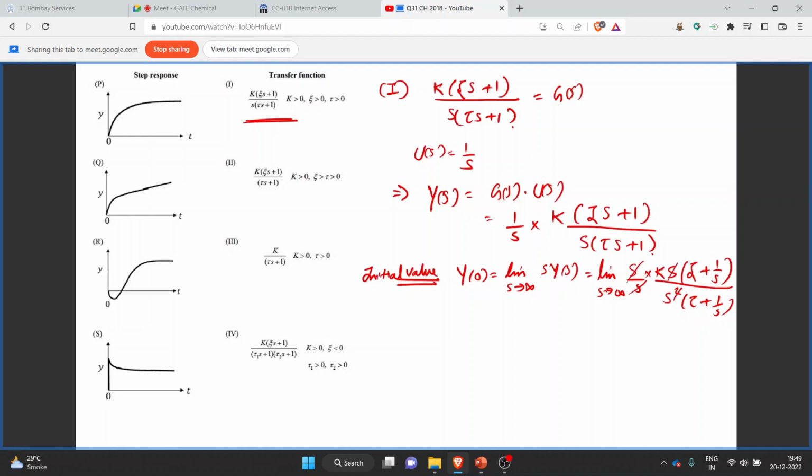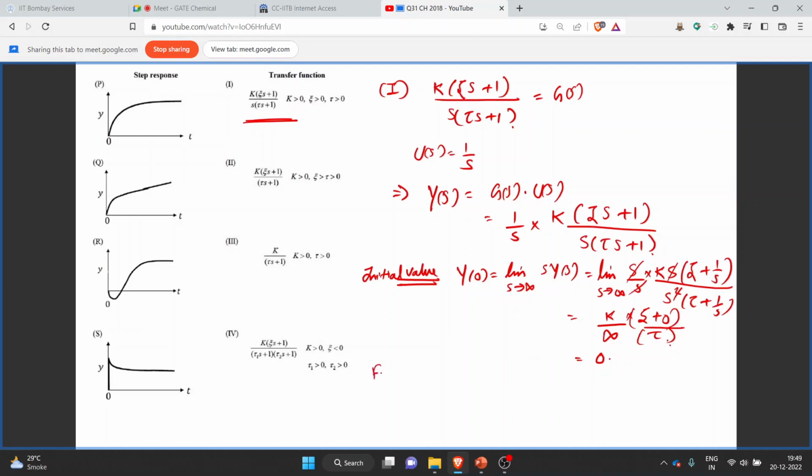Now we can replace the value of s as infinity to find the initial value. So that will become k upon s is infinity. So 1 upon infinity will be 0, that is zeta plus 0 upon tau. So basically this value will be 0, that is at time t equal to 0, the value will be 0.